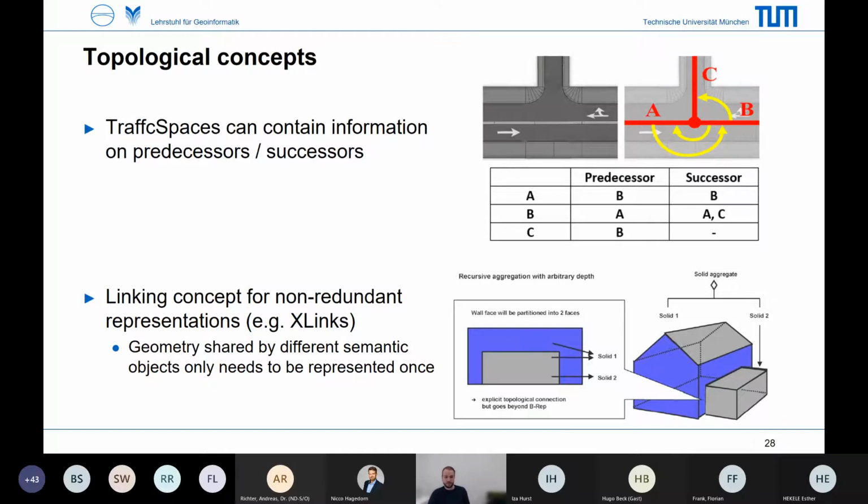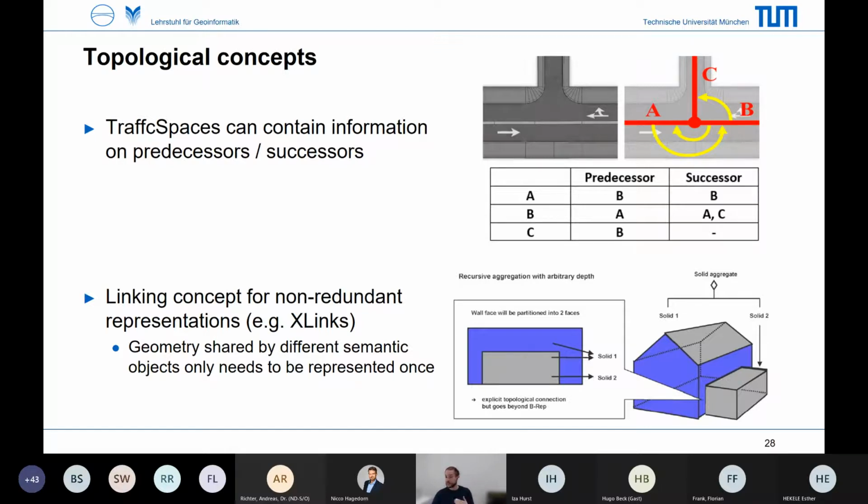Another concept that is available in CityGML is called, for example, in the GML encoding, X-links. So there's a linking mechanism which allows you to link one specific object or one specific geometry to multiple other objects. In this example here on the right, you can see a building with a small garage next to it. And so the main building and the garage would share a common wall. This wall does not have to be represented twice, but only once explicitly as a geometry, and could be linked to the other object that shares that geometry via this X-link mechanism, for example.